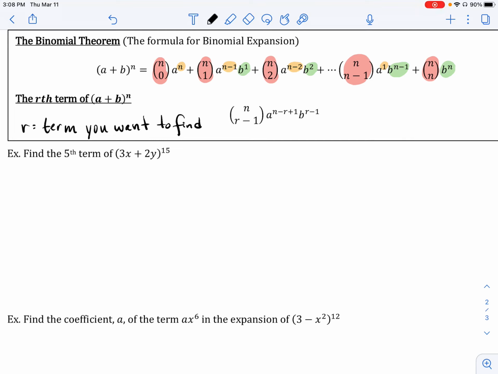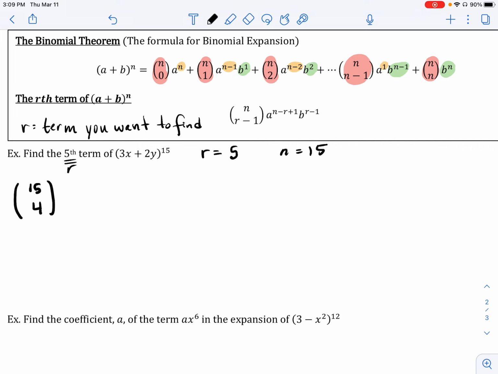So if I wanted you to find the fifth term of the expansion of (3x + 2y)^15, make sure you recognize that r is equal to 5, right? The term that we're trying to find is our r value. And since we're expanding this to the 15th power, that is n. So when we are trying to find the fifth term here, in terms of our coefficients, I would want to make sure I understand that I'm doing not 15 choose 5, but actually 15 choose 4 for my coefficient.